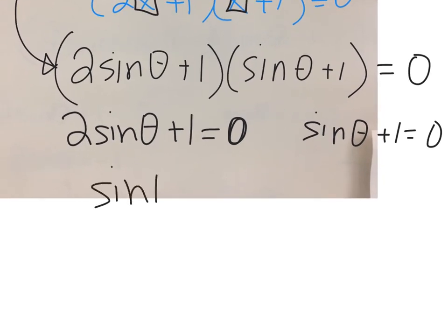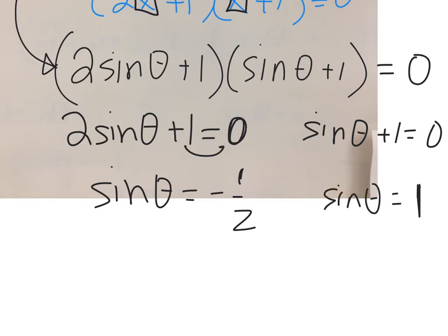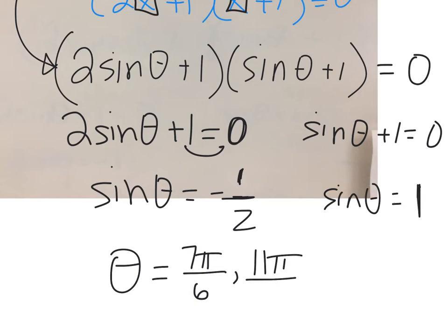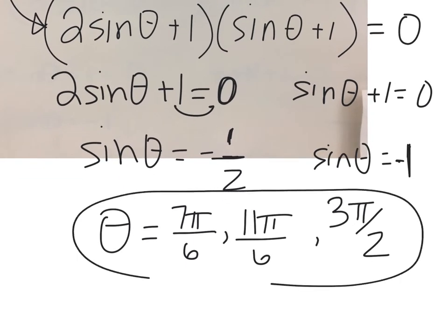And I'm just going to solve this right away. So sine is negative 1/2. We subtract the 1 and then divide by 2. Or the sine is negative 1. And if you know your unit circle, the sine is negative 1/2 at 7 pi over 6 and at 11 pi over 6. And the sine is negative 1 at 3 pi over 2. So those are your three answers for this quadratic trig equation.